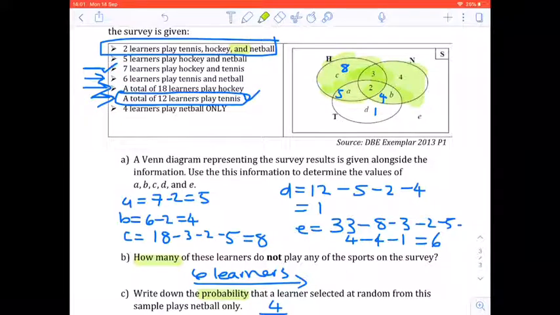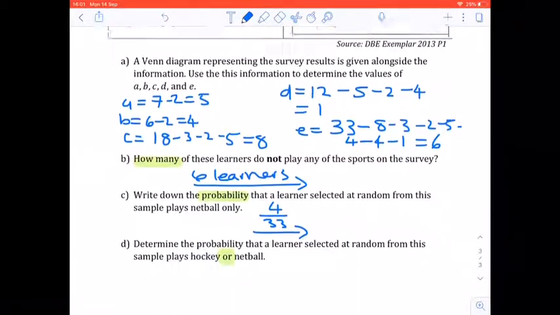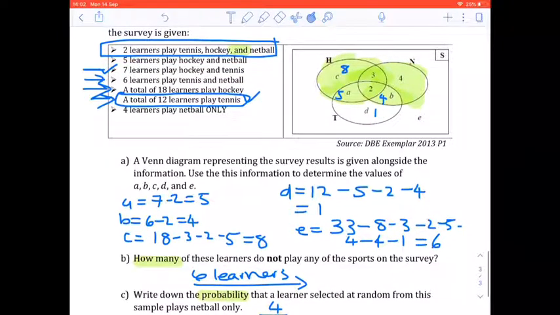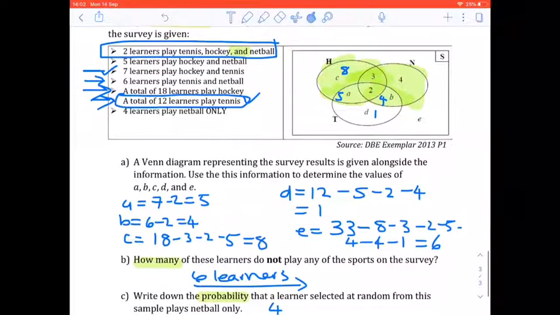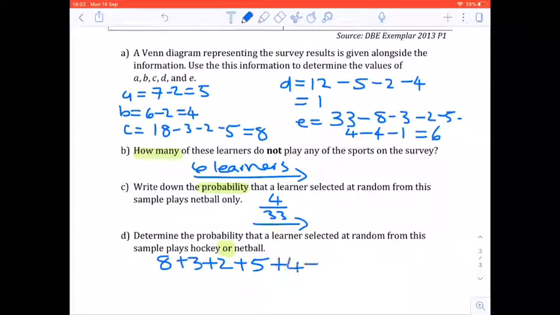So that would be all those pieces added together, which is 8 plus 3 plus 2 plus 5 plus 4 plus 4 over our total, which is 33. So that should simplify to 26 over 33, and that is its simplified form.